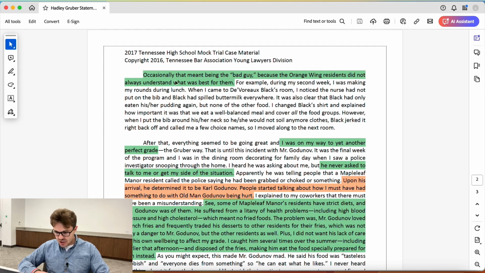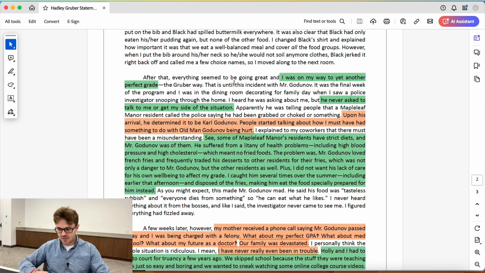So, all right, "Occasionally that meant being the bad guy because the Orange Wing residents did not always understand what was best for them." So a little bit of context here. The reason that the prosecution in this case was saying that this person strangled an old man is that he wouldn't eat the food that she was supposed to feed him as part of her job, and she just got upset. So I think this fact helps the defense because she's just explaining her process, and she's saying, yeah, there are times where they don't eat their food and we have to help them. I didn't strangle him to help him, but there are times where that happens. It's a point of clarification. I think it helps the defense.